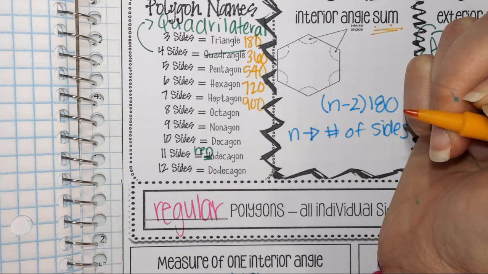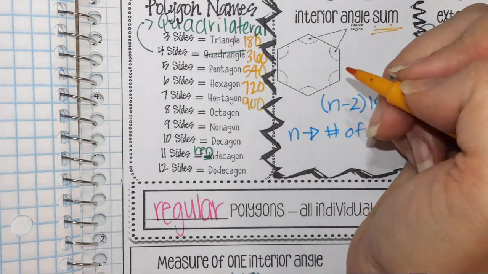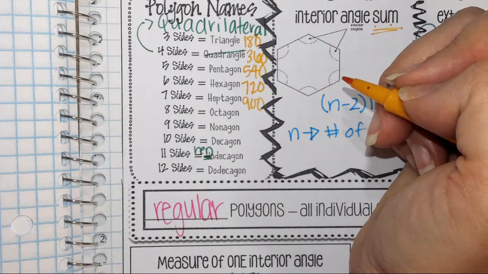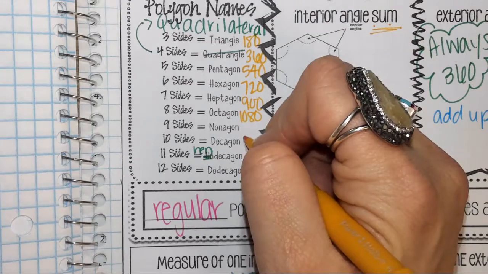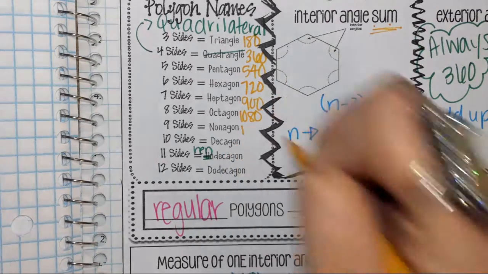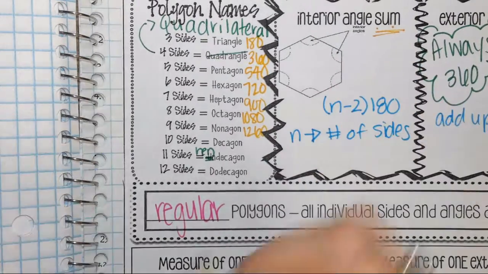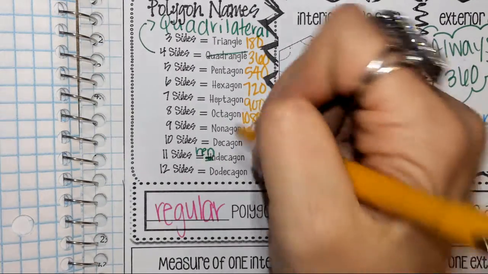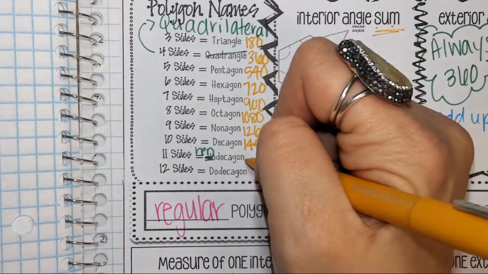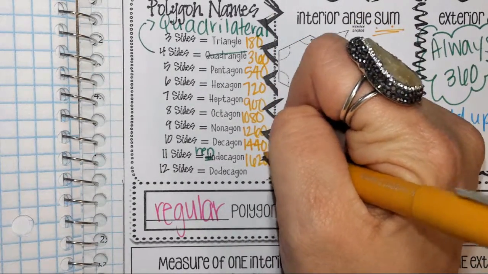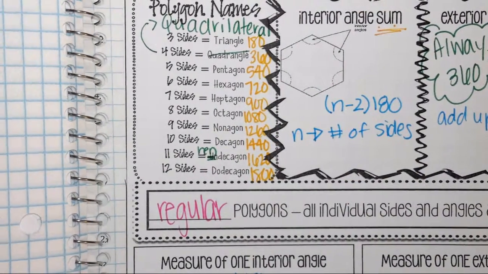Thank you. Alright, what's the interior sum of an octagon? Not what is an octagon. 1,080. Alright, nonagon. Say it to me again. Okay. Decagon. Hendecagon. 1620. Dodecagon. 1800. Alright, that's going to help us figure these out.